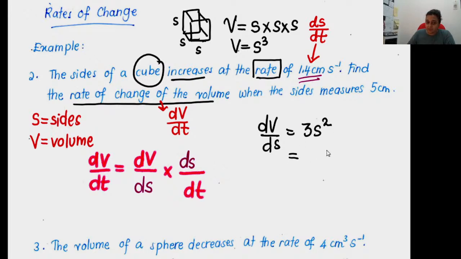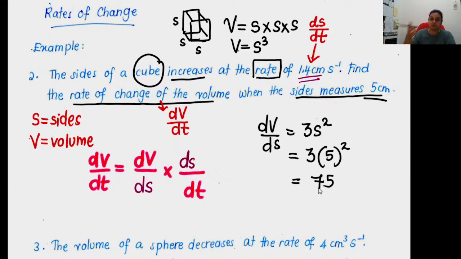Now, the S you cannot leave like that because we need the value. So you substitute the 5, because they say the side is measuring 5 centimeters. So here it becomes 3 times 5 squared, which we get 75.